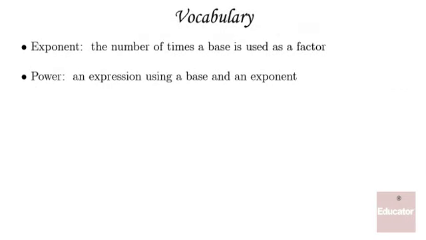Let's review the vocabulary. An exponent is the number of times a base is used as a factor. So in 3 to the 7th power, or 3 to the 7th, the 7 is your exponent and the 3 is your base. And the power is an expression using a base and an exponent. So in 3 to the 7th, this entire unit is your power. So as a quick recap, this is your base, this is your exponent, and the base and the exponent together is your power.